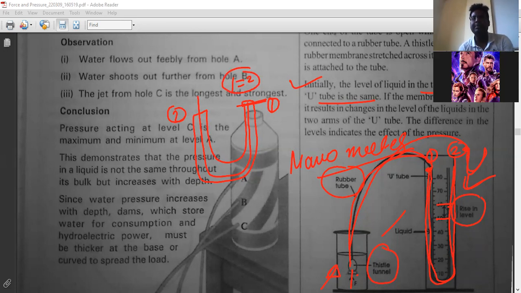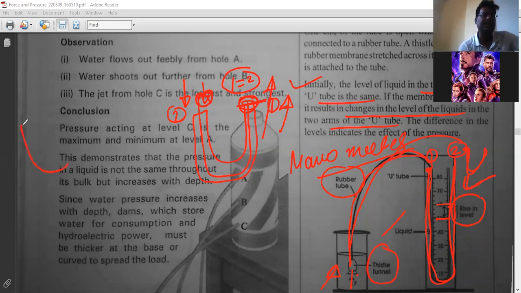If the membrane is pressed, suppose I am pressing here, this liquid will rise here now. I have told you Pascal's law before. When pressure is applied on one side, force is experienced on the other side. So when we are pressing here, the liquid will rise here, right? If the membrane is pressed, it results in a change in the level of the liquid in the two arms of the U-tube. The difference in the level indicates the effect of pressure, right?